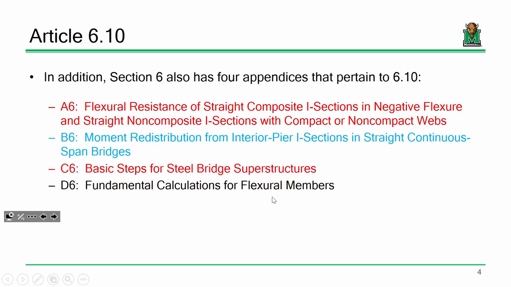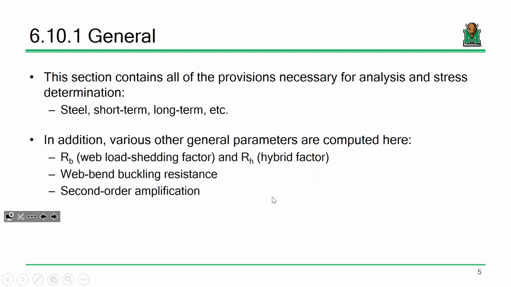Now, there are a number of appendices that pertain to 6.10. We've already dealt with one of them. We've already looked at Appendix D. I gave you all Appendix A tonight. I don't have a copy of Appendix C for you, but I might show you. Appendix C is just a bunch of flow charts. And Appendix B, if we have time, we'll talk about that. That is an involved topic, moment redistribution. If we have time, we'll talk about it. Okay. Sound good? All right.